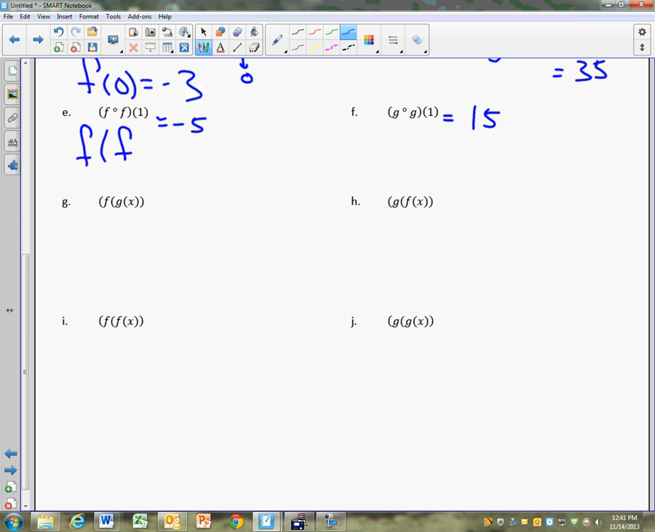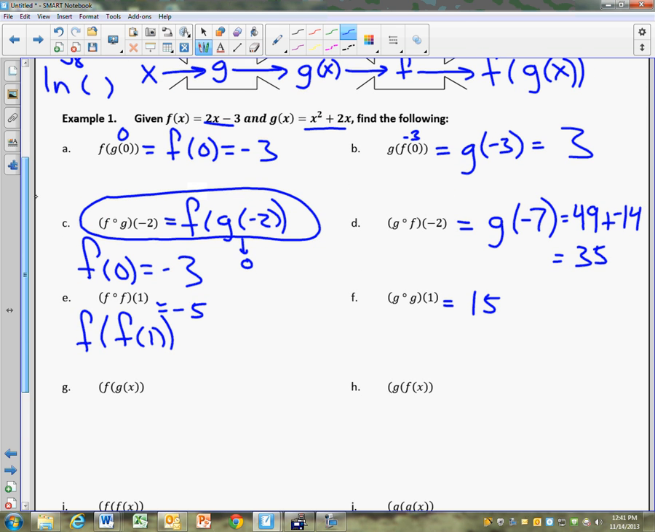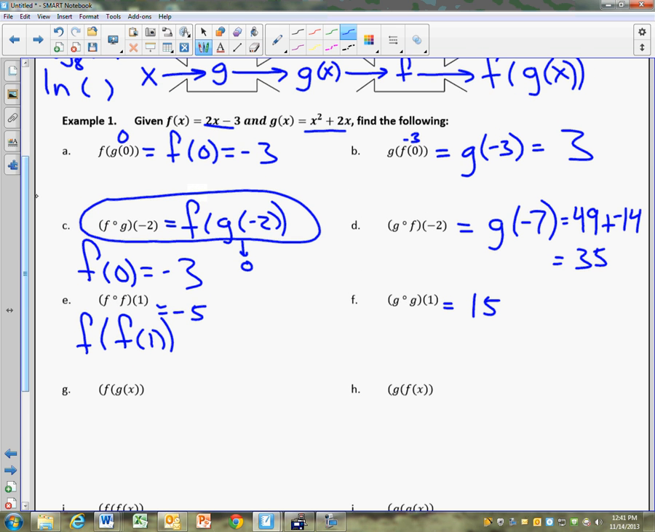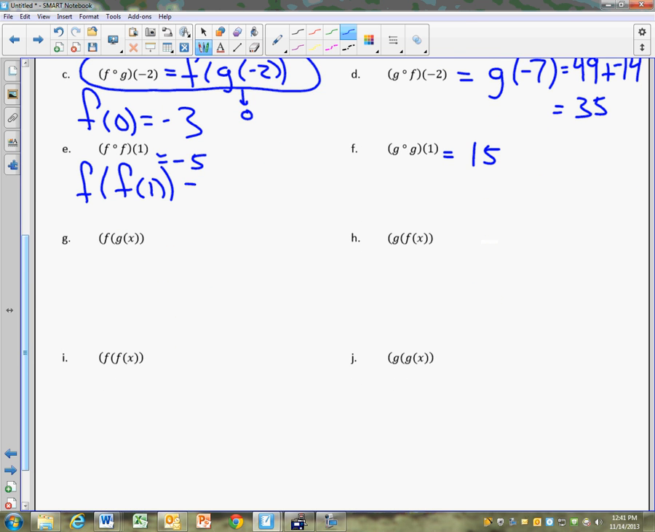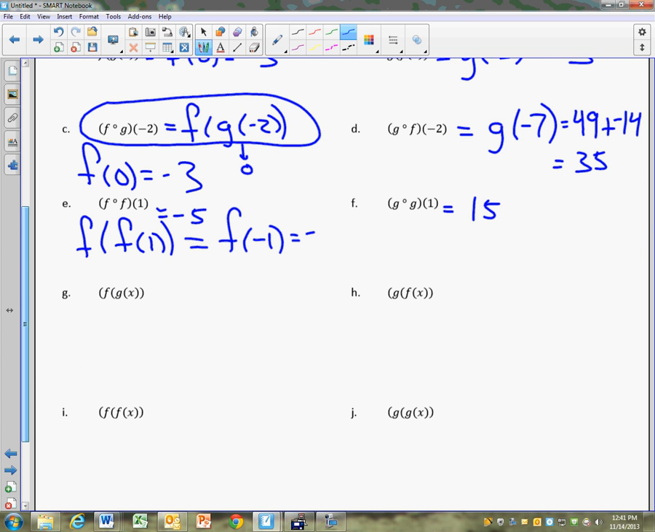f of 1. So we start by plugging 1 into f. If we plug 1 into f, we get 2 times 1 is 2, minus 3 is negative 1. So this is good. So f of 1 became negative 1. Plug in negative 1. 2 times negative 1 is negative 2. Minus 3 is negative 5.